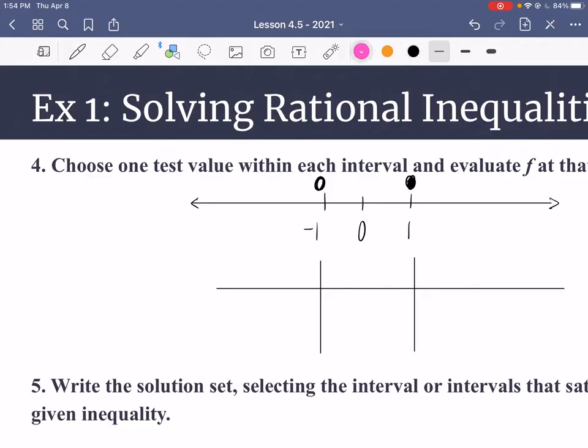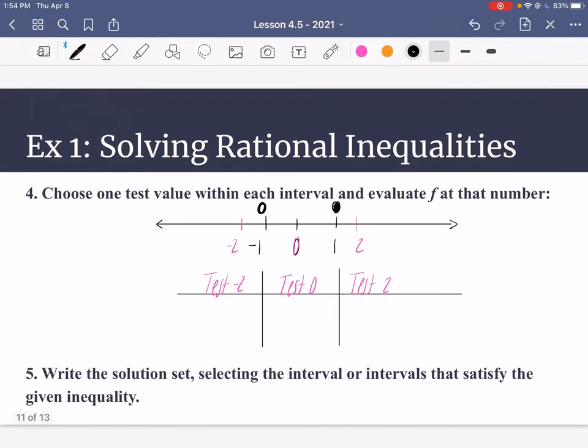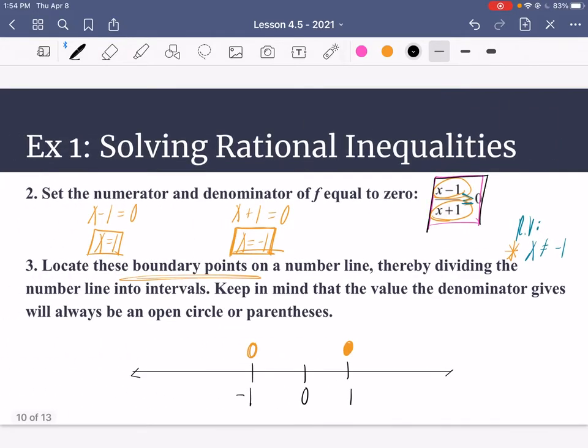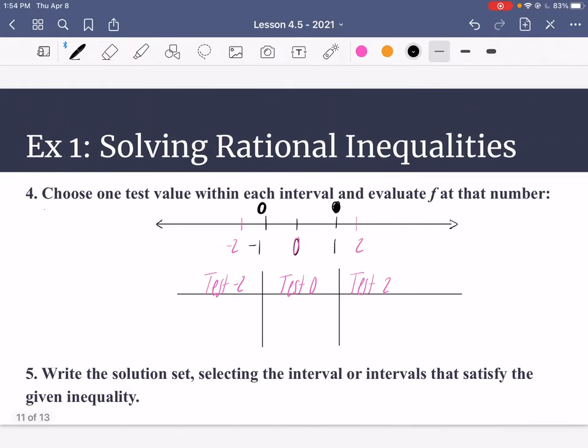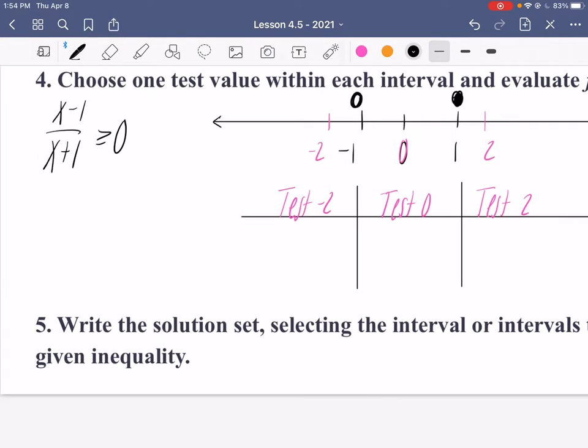All right, so then we're going to do the same thing that we did with polynomials. We pick test points. So I'm going to pick something to the left of negative 1, so let's just pick negative 2. Something in the middle, so let's pick 0. And then something to the right of 1, so let's pick 2. Okay, and then again, you want to make sure that you're going back to what the original inequality was when we got it to be a single fraction. So x minus 1 over x plus 1 is greater than or equal to 0.